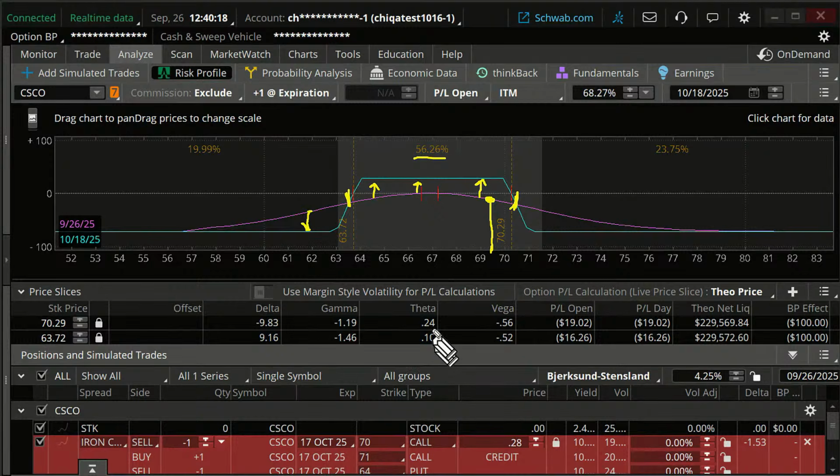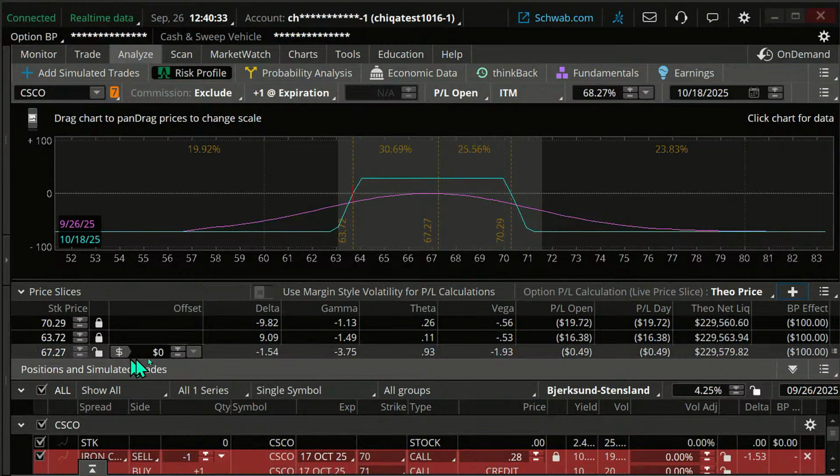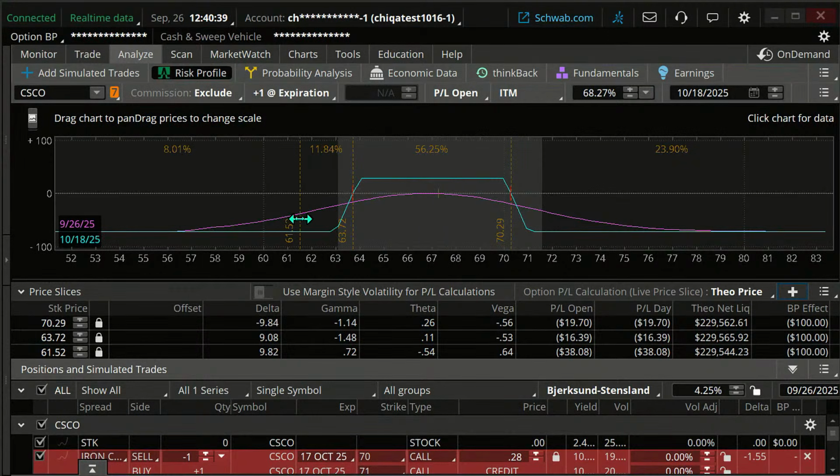We could see that if we add, let me do this. Let me add a slice here to this. And let me just move this down a little ways. Let's look at our theta down here for this 6150 slice. Notice how the theta is negative on that now because the purple line's above the blue line.